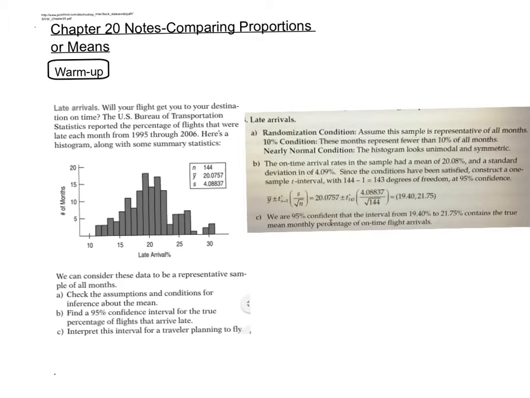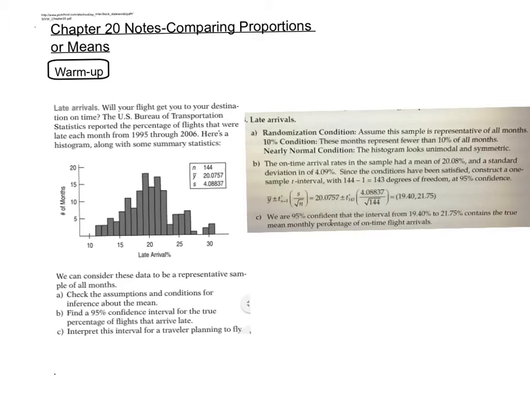All right, here is the work done out. So you have to assume randomization. The months represented is less than 10% of all months in this case. The nearly normal condition is fulfilled because it looks pretty unimodal and symmetric. For letter B, you end up with that mean of 20.08% and the standard deviation of 4.09. So you can just use those numbers.